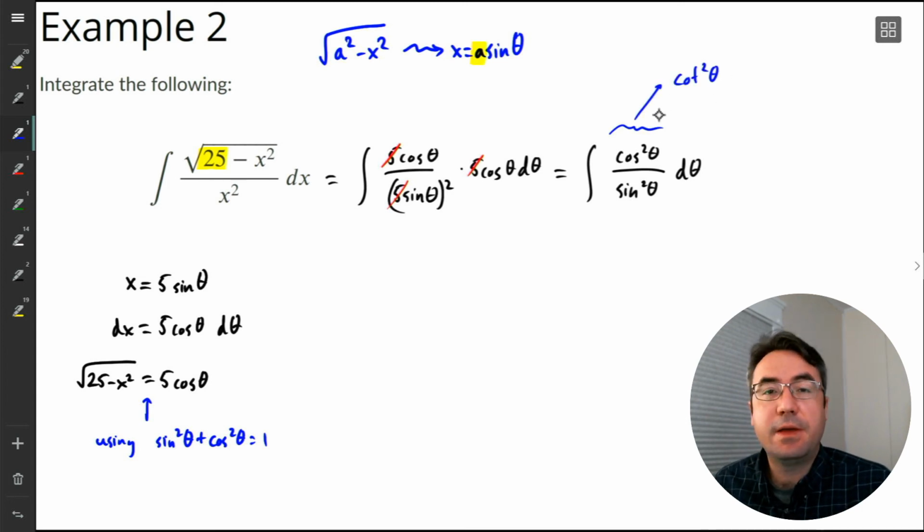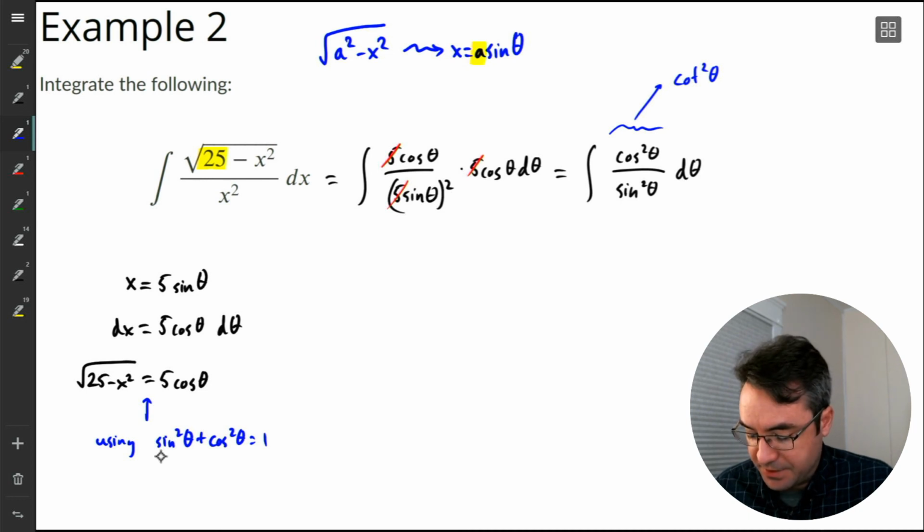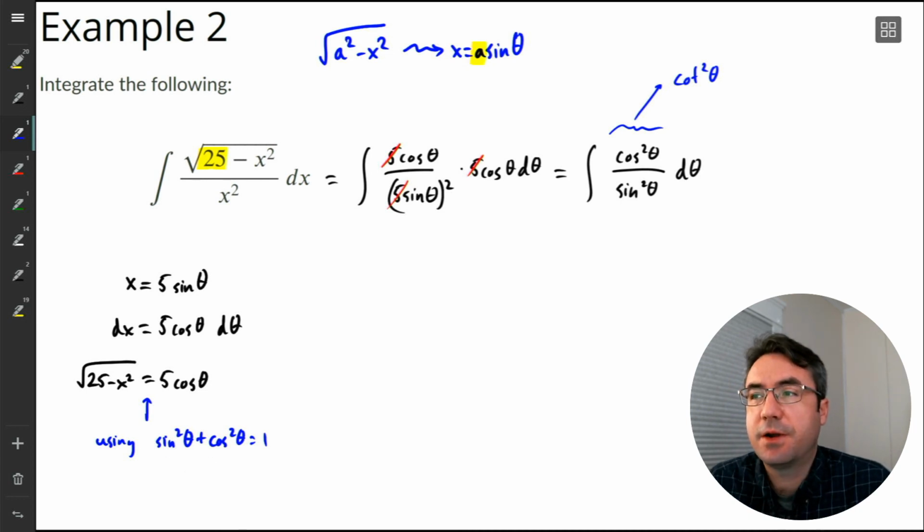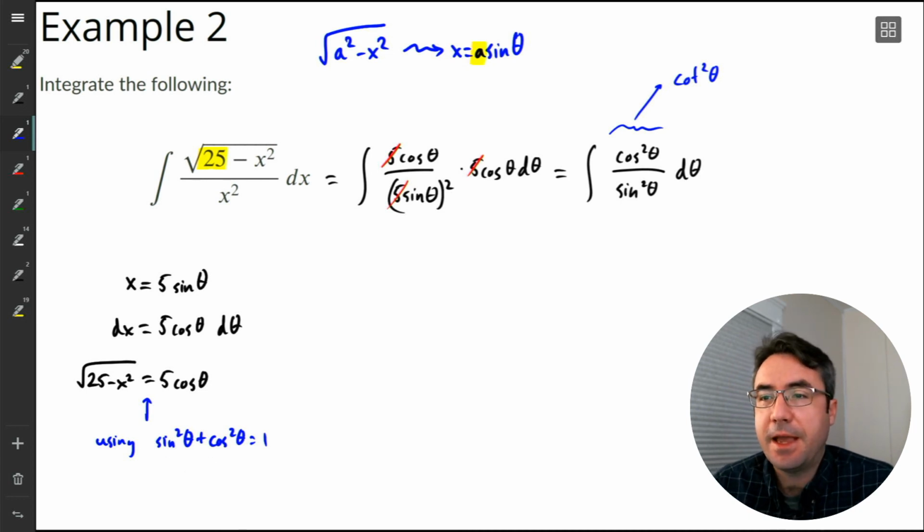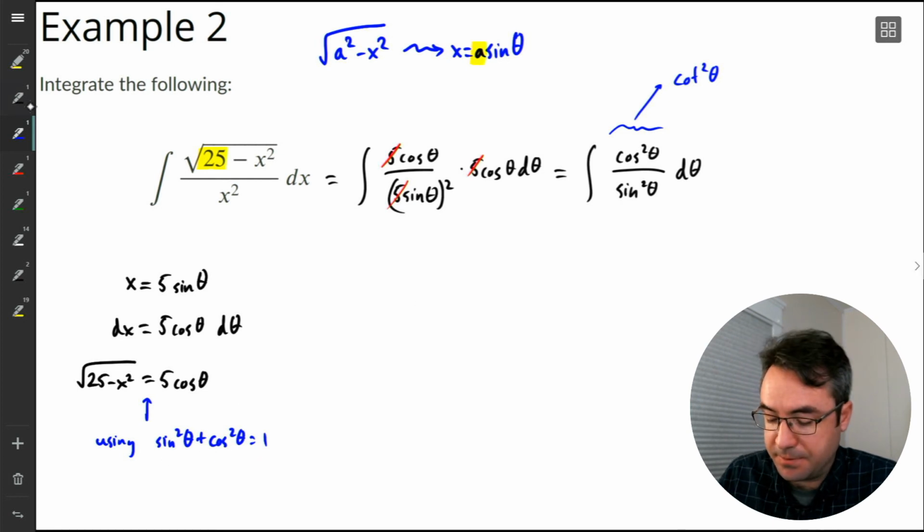So that might be an option. Convert it to cotangent squared, and then try integrating cotangent squared. One other thing that sort of jumps out at me is we have this sine squared plus cosine squared identity, and I see a cosine squared in the numerator. So let's see what happens if we use this trig identity to kind of simplify this fraction.